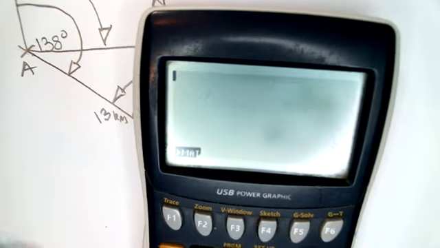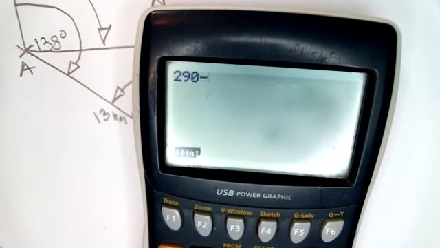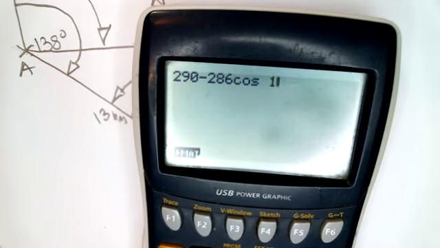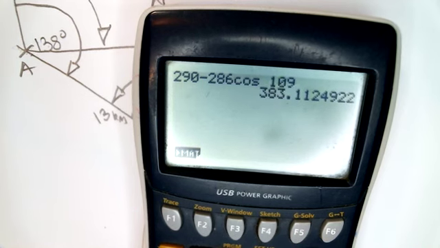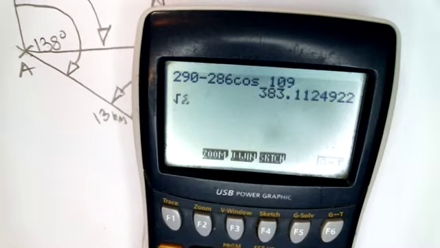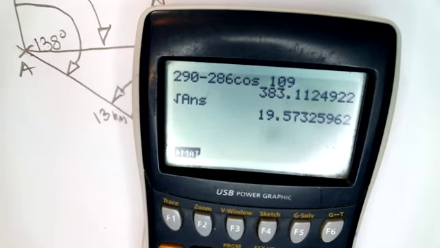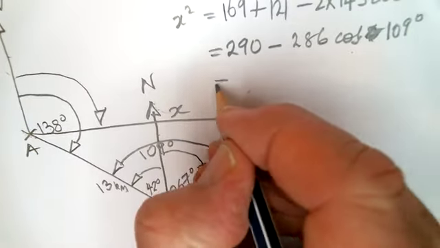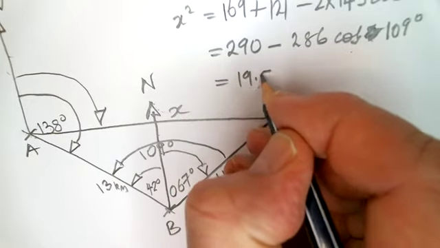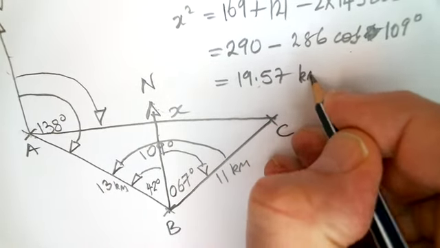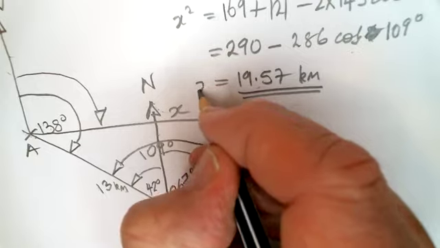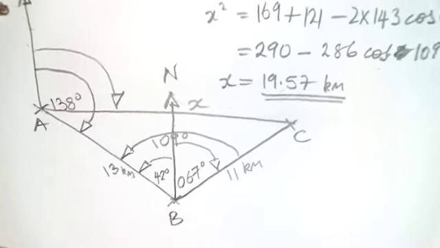So it's going to be 290 minus 286, if I got that right, cos 109. Let's see what that comes to. And that's 383.11. We're going to find the square root of that, which is 19.57. So x is equal to 19.57 kilometers.